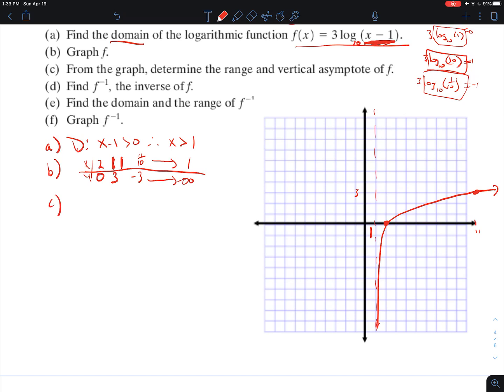So as it turns out, this red line here, x equals 1, is a vertical asymptote. It's my vertical asymptote. Find the inverse.